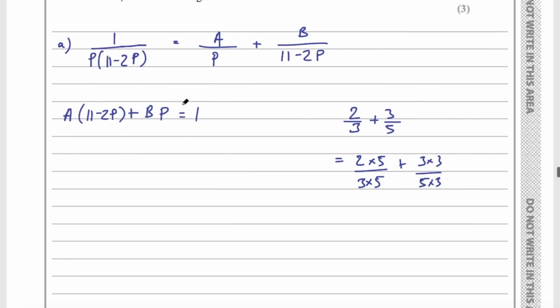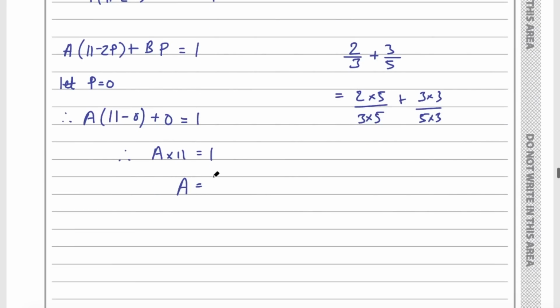Okay, and now we need to try to find a and b. The first thing you can try with partial fractions is to make one of these things equal 0. So either the a part of the equation, so this part, try to make that equal 0, or make this part equal 0. And well, the easiest way I can see right now to make this part equal 0 is to let p equal 0. So if p equals 0, this will be 0 over here. We'll get a multiplied by 11 minus 2 multiplied by 0, which is just 0. B multiplied by 0 is just 0. And what we'll get is a multiplied by 11 equals 1. So therefore a equals 1 over 11.